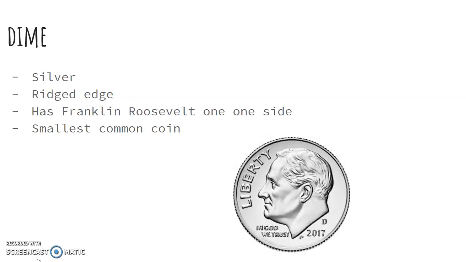This is a dime. The dime is also silver, but this one has a ridged edge. So it's bumpy along the edges and not smooth like the penny and the nickel. It has Franklin Roosevelt on one side of it, and it is the smallest common coin, even though it is not worth the least.